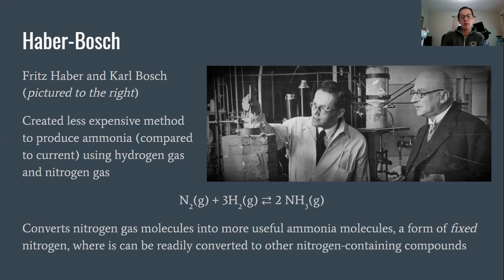This converts nitrogen gas molecules into a more useful ammonia molecule, and when the nitrogen atoms are in a molecule, it's fixed nitrogen, meaning it's set. You're not going to gain or lose it to other processes as easily. And then that fixed nitrogen can be readily converted into a nitrogen containing compound. So that ammonia can then go into a nitrogen containing compound.